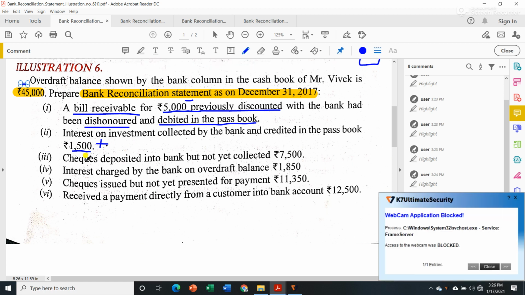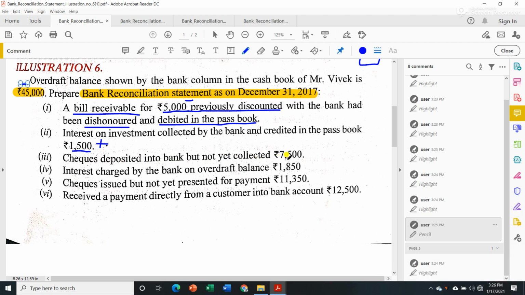Then next is checks deposited into the bank but not yet collected, for rupees 7,500. It means we deposited some check into the bank, so our cash book is showing that we received 7,500 in our bank account, but it was not yet collected by the bank. That means our passbook is not showing that we have received 7,500. So we will simply deduct this from our cash book so that our cash book and passbook will be equal.